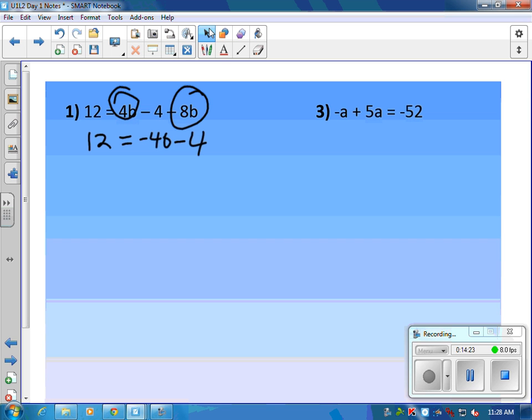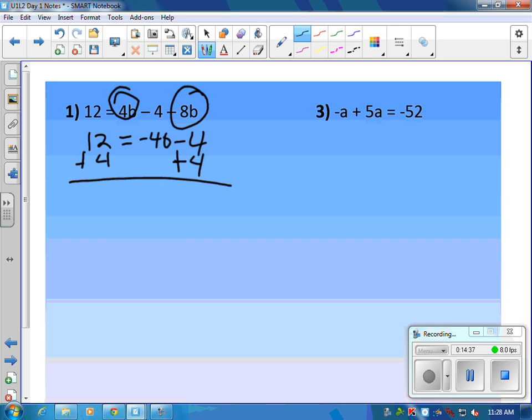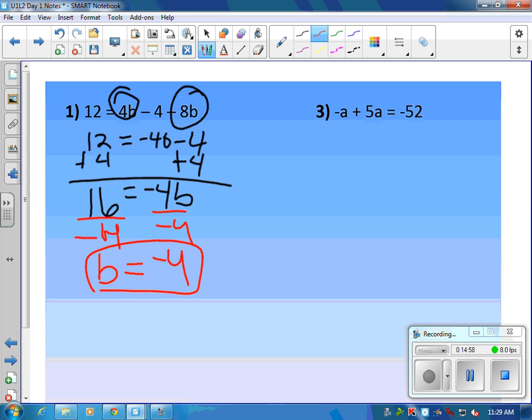Do I have a volunteer that would like to go do the next step? All right, good. We have to undo that addition and subtraction first. All right, so the last step, we have to undo that multiplication by dividing on both sides.